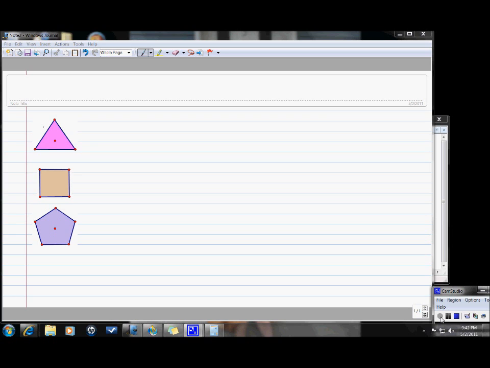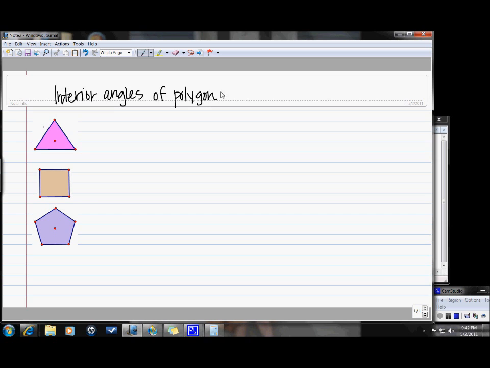So I have put these three shapes here on my notepad, and again, excuse me for being a little bit messy. I'm getting used to my bamboo here. So this is a lesson on the interior angles of polygons. And by interior angles, we mean these angles here, here, and here in a triangle. Your interior angles in a square are going to be your 4 inside angles. In a pentagon, there are 5 interior angles, okay?